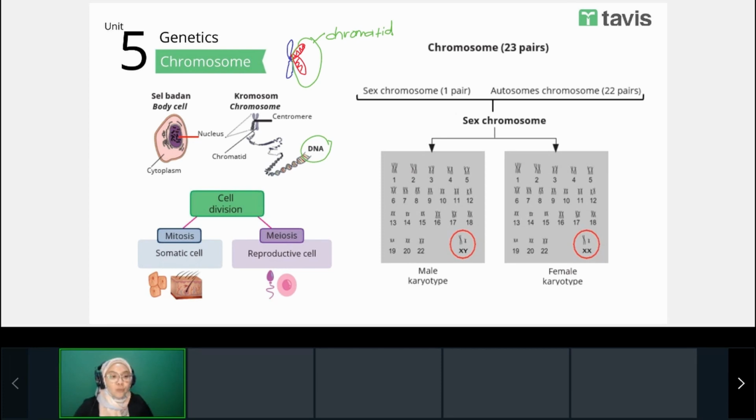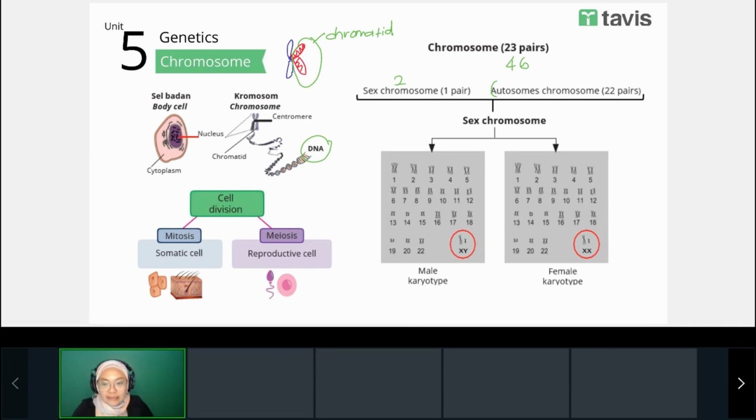Okay, now we go to the chromosomes. Each person has 23 pairs of chromosomes. That means a total of 46 chromosomes, 23 times 2 because they are in pairs. Of these, 22 pairs belong to autosome chromosomes, while only one pair, 2 chromosomes, belongs to the sex chromosomes.